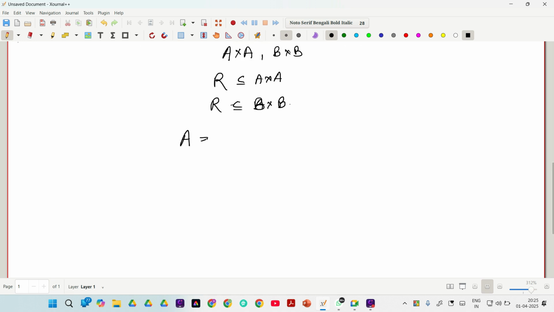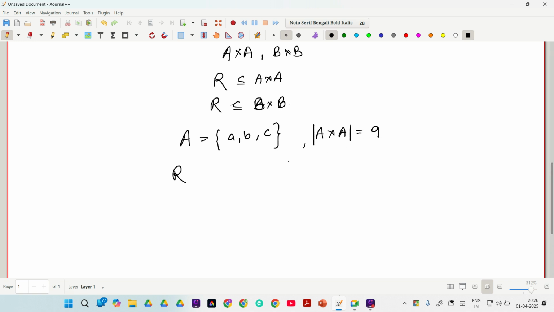Suppose set A has three elements a, b, c. Now we already know the elements of A cross A. How many elements are there in A cross A? Tell me. 3 into 3, 9. Yes, nine elements are there. Okay, and Prantika has also told 9 elements.